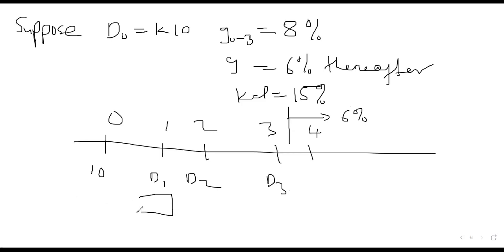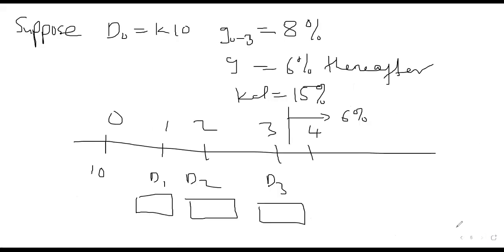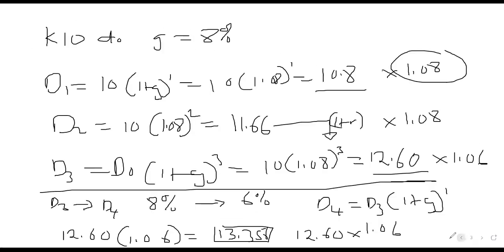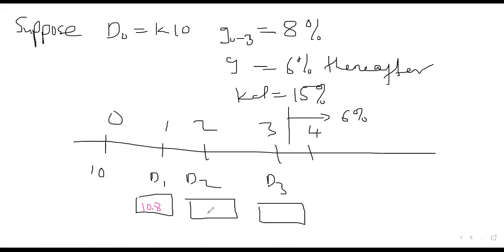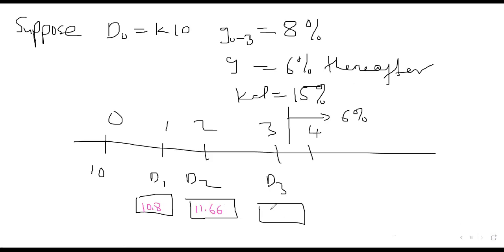So we do what we're doing here. What is our dividend for year 1? We use 1.08 to the power 1. So this will give us 10.8. I don't want to recalculate what I've already done. So here, this is 10.8. And we get D2, we still use the same formula, 1 plus growth to the power 2, and we get 11.66. So here we're going to have 11.66. And for year 3, we calculate this as 12.60. So we're going to put 12.60.